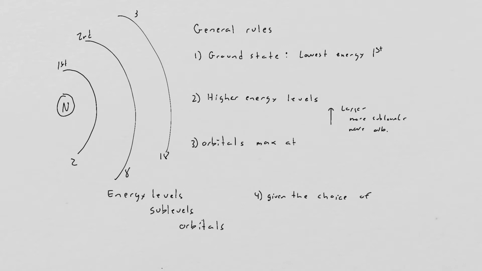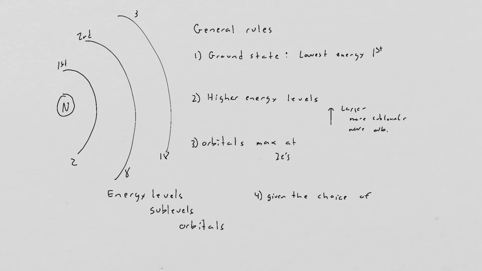The next thing to recognize is orbitals always max out at 2 electrons, okay? So while there could be 18 electrons in the third energy level, that tells you there's got to be a maximum of 9 orbitals, because there's 2 electrons per orbital maximum, which means there can only be 9 orbitals in the third energy level. The second energy level can hold 8 electrons, therefore it can only have 4 orbitals, 2 electrons per orbital.